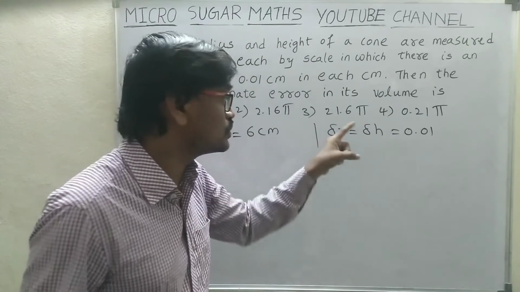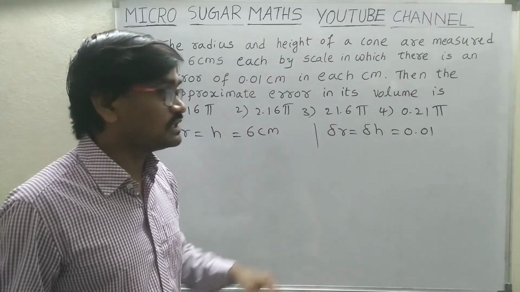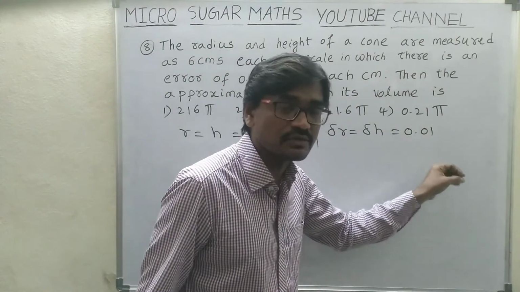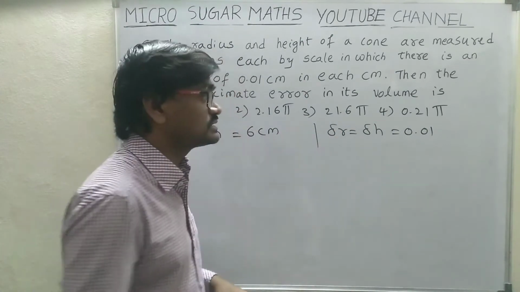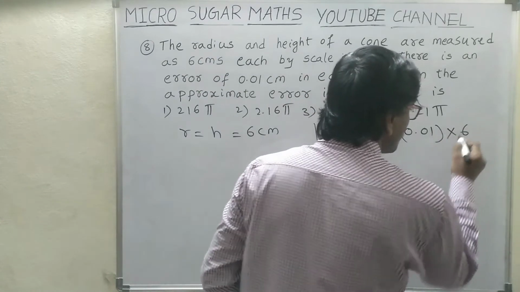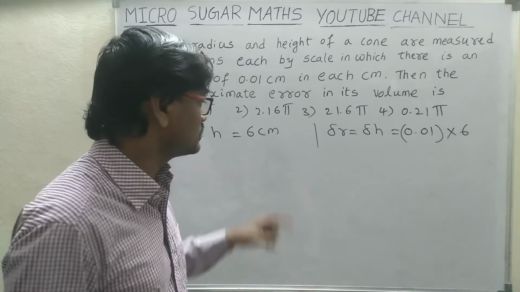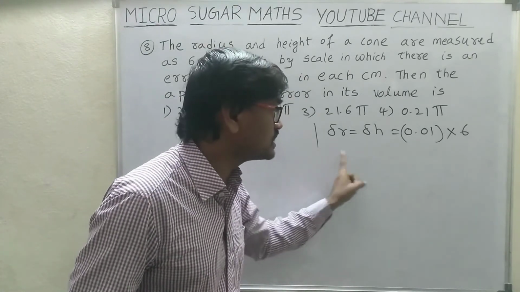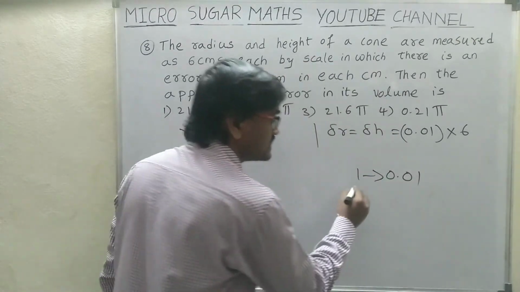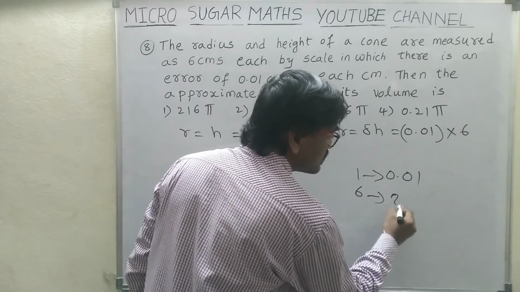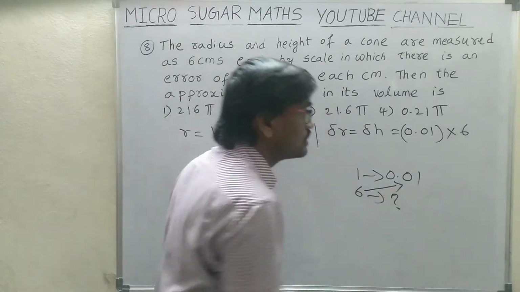How many centimeters do you have for radius and height? Here you have 6 centimeters. Here the 0.01 error is for 1 centimeter only. Therefore, our total error is 0.01 into 6. Since for 1 centimeter the error is 0.01, for 6 centimeters, what is the error? 6 into 0.01 is your error.